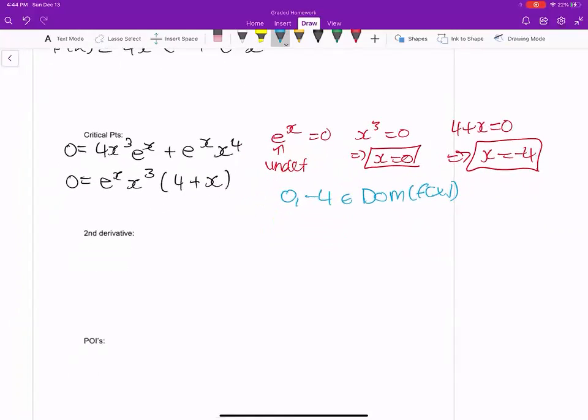Okay, let's move on to the second derivative. So we have f prime of x equals, let's go back to the original way we wrote it, just so it's easier to derive.